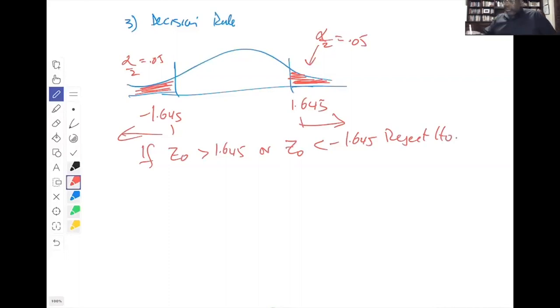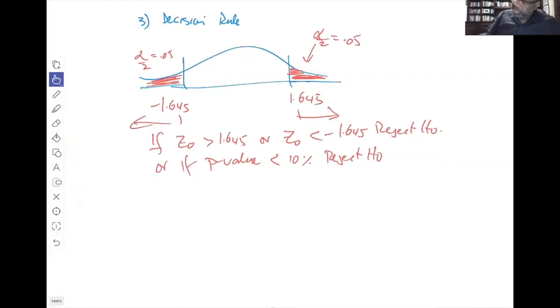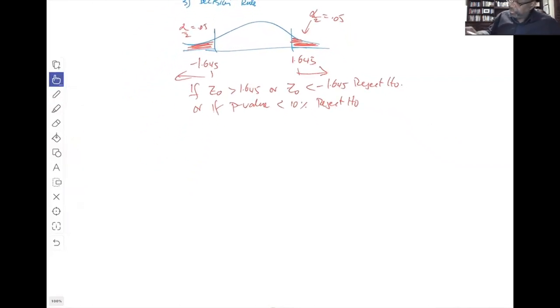Or if the p-value is less than 10%, we will reject H0. I realize I put in the decimal, and then I put it up as a percentage. All right, so that's step three right there. So those are the three important steps. Last thing we got to do is now do the calculations. Wow, one before the last. Let's see if we can get that done.